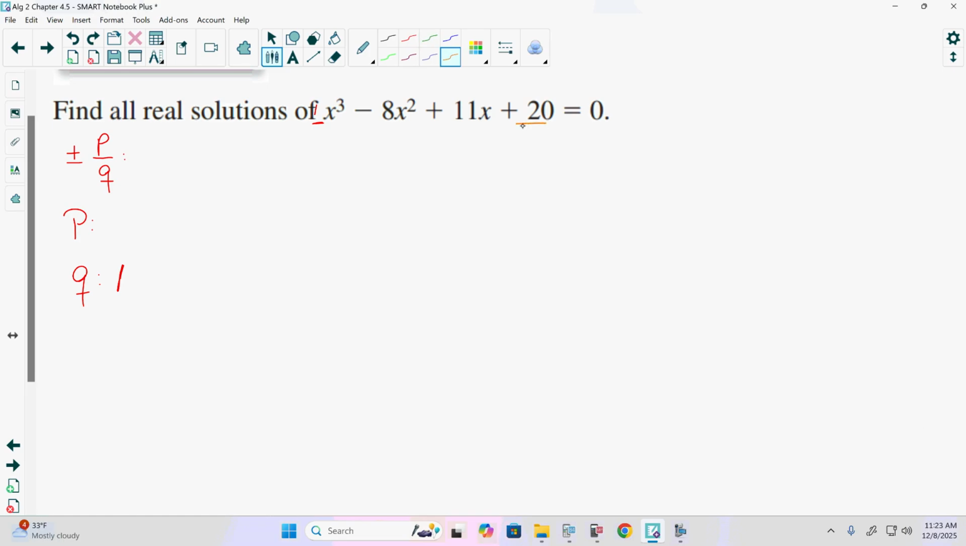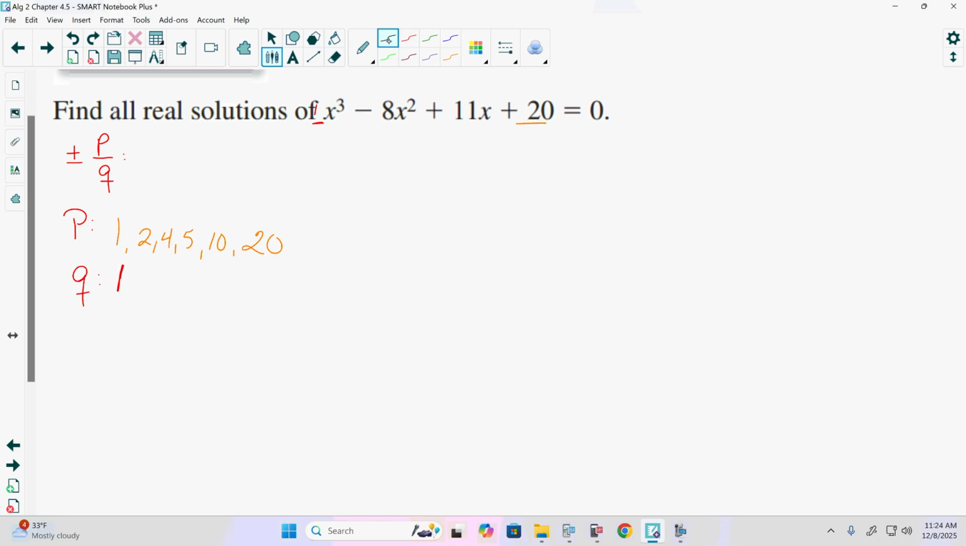Now we also have to find the factors of the constant term, our number without a variable. So we need to find the factors of 20. And one set of factors of 20 is 1 and 20. We also have 2 and 10, 4 and 5. So I like to list them out here so that we have them all written out. So the factors of p are 1, 2, 4, 5, 10, and 20. Questions on this so far?